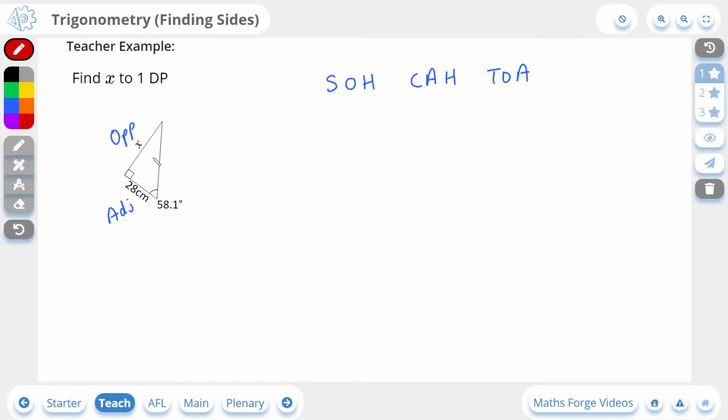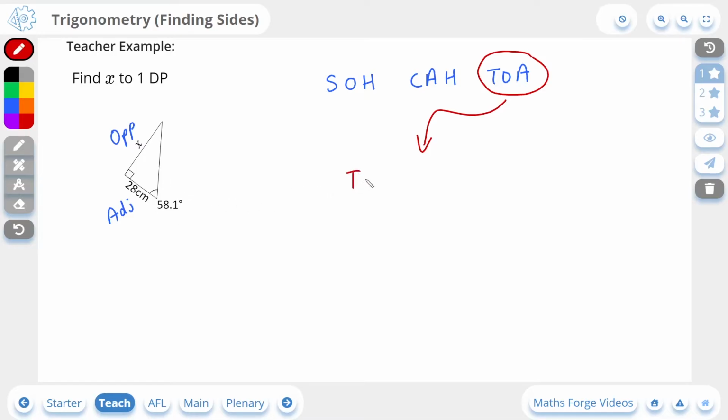Now we have to determine which trigonometric function we're going to use. Well, we have the opposite, O, and the adjacent, A. Out of the three trigonometric functions, which one has O and A? In this case, it's tan, so it's TOA. So we're going to go ahead and use tan to solve this trigonometric problem.